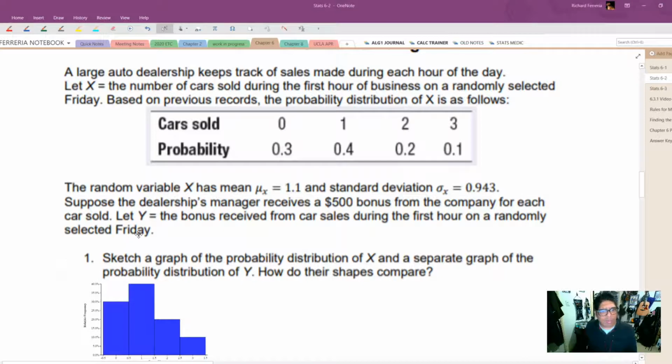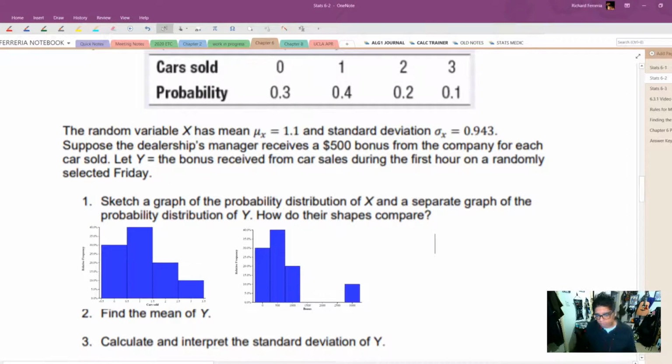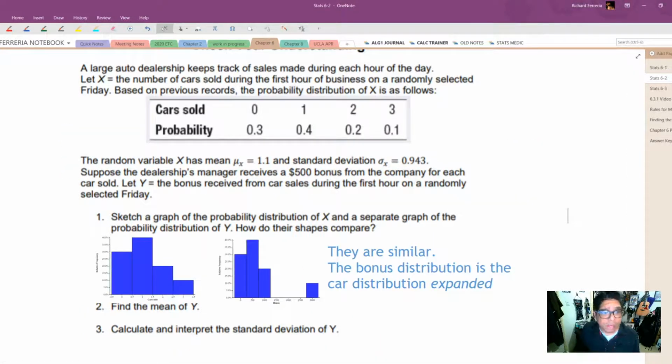Now let's do Y, which is the bonus received. Now I know it might be kind of hard to see, but the bonus distribution is the same shape as this distribution for the cars sold. It's just kind of expanded a bit. So similar in the geometric sense, I think that's how we should say. Okay, they are similar.